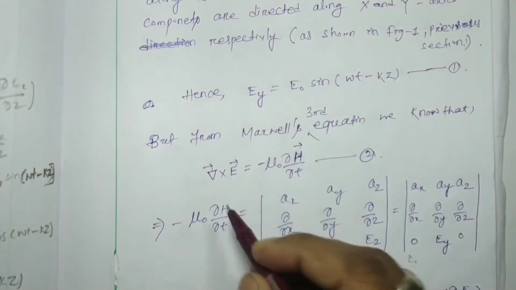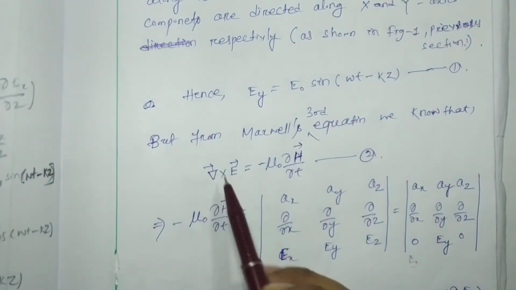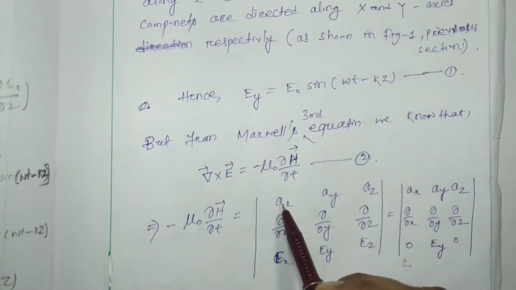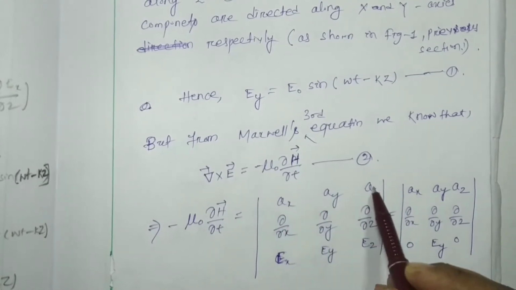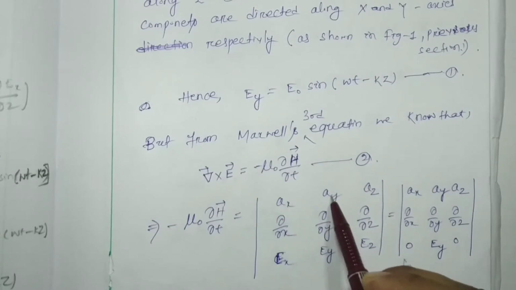Vector del H by del T will be equal to del cross E. We are going to find out the del cross E. Del cross E is nothing but ax, ay, az. See here, ax, ay, az are the unit vectors along the x-axis, y-axis, z-axis.